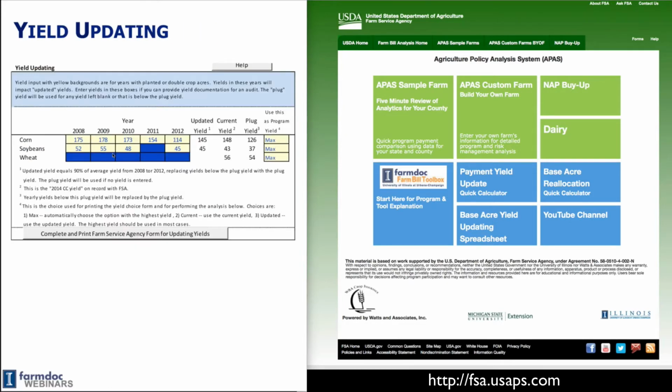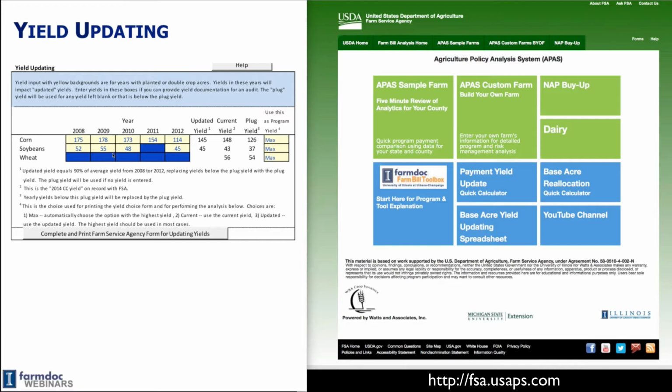Now we're turning to yield updating. If you're going to update yields, you will need to provide yields per acre for the years 2009 through 12 when you planted that crop. So in this example here, we didn't plant soybean acres in 2011. We would not be providing yields for that year. The updated yield will equal the average of those years for 2009 through 12.